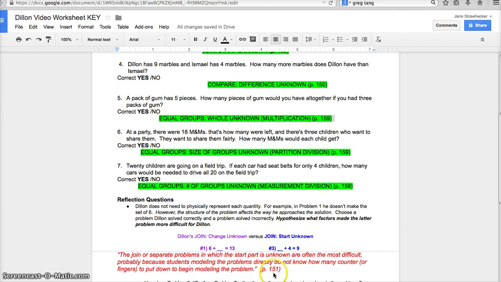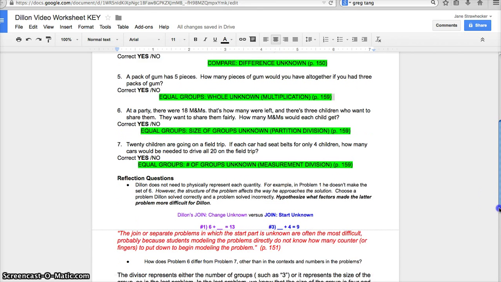And I just quoted our textbook down here as saying when the start is unknown, this is the most difficult, probably because students modeling the problems do not know how many counters or fingers to put down to begin modeling the problem. So he didn't have that starting spot. He was wanting to do something with the 9 and the 4, but wasn't quite sure what to do.